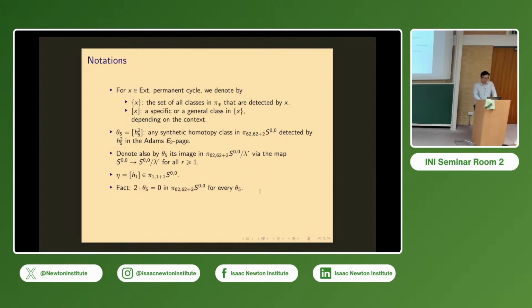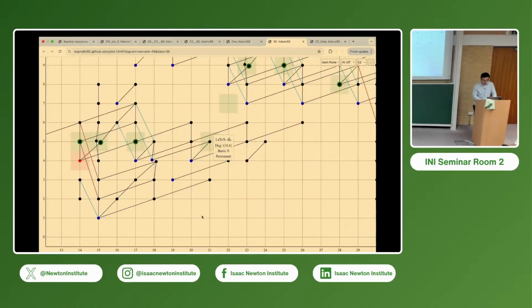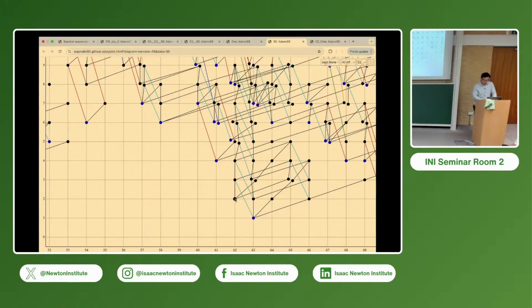So this follows from two facts. First of all, if you look at the bi-grading where twice theta 5 lives, it does not contain any lambda torsion, and this can be simply read off from X information. So let me do that. This is the X. So this is theta 5, right? It lives in bidegree 62, that is 62 comma 62 plus 2. The actual degree is just the t degree, the total degree.